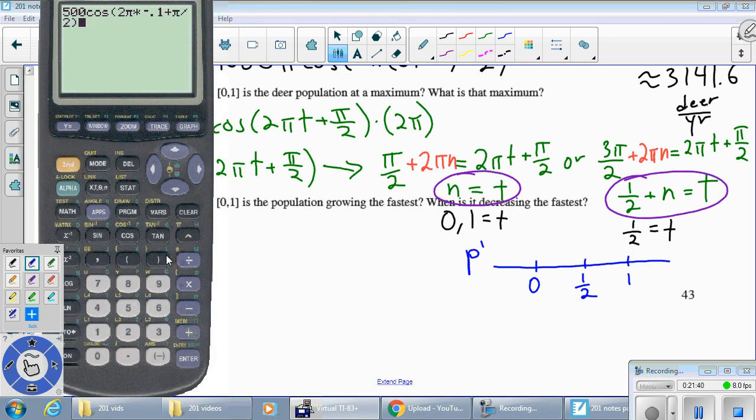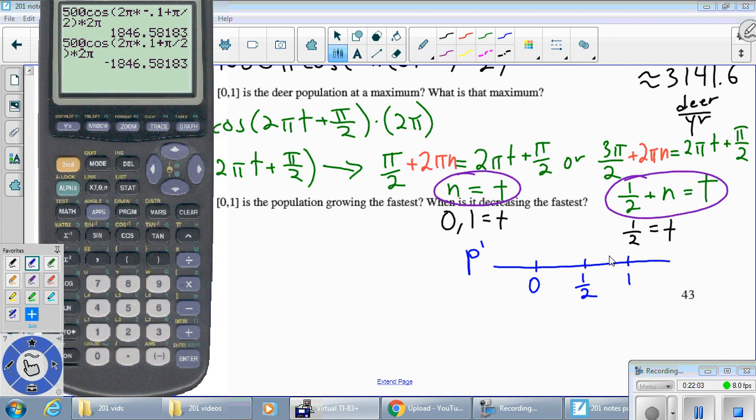Close those parentheses and then times 2 pi. I don't care about the number per se, I just care about whether it's positive or negative. So okay, very much positive right here. And then between 0 and 1/2, how about we pick positive 0.1? So I'm just going to do exactly the same thing here, but get rid of this negative sign. Okay, great. So it's going to be a plus here, then a minus here.